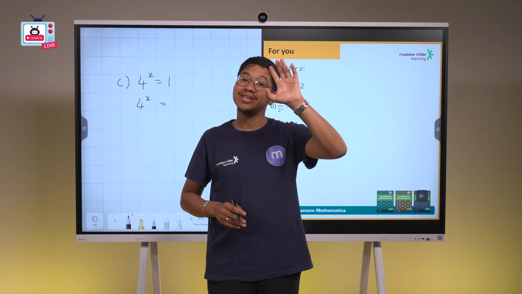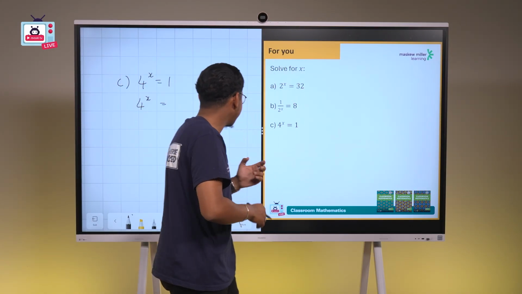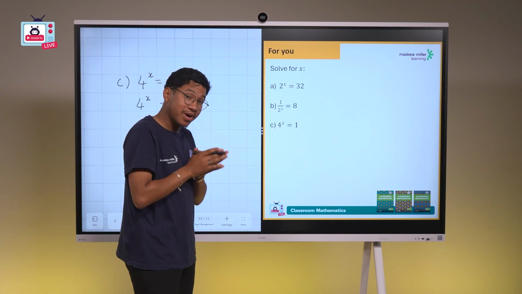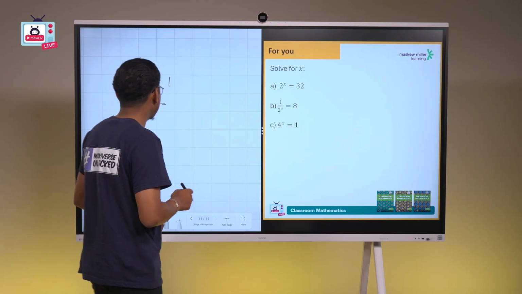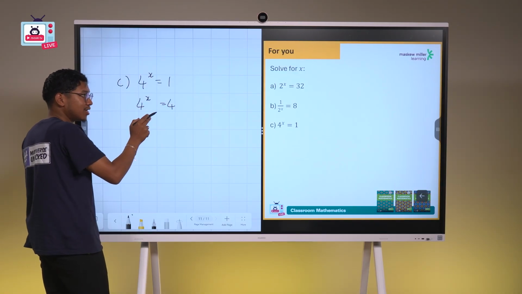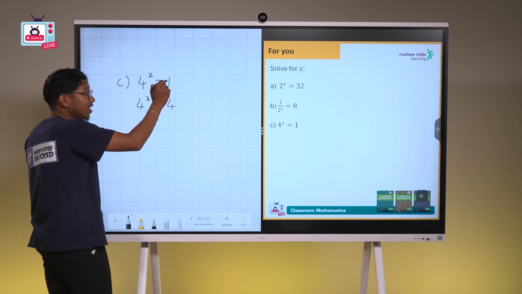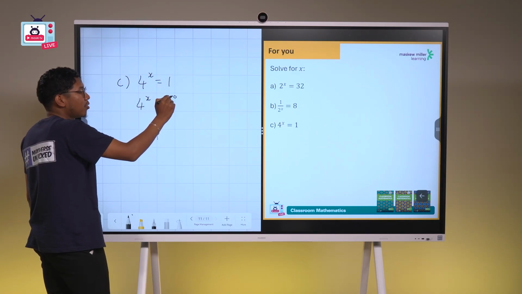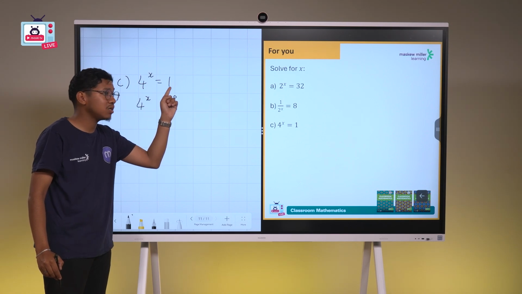And what does the naught rule say? Or the rule that contains 0? It says that any non-zero base to the power of 0 is what? 1. So I can also have 4 here, because I want my bases to be the same. But I can rewrite 1 as 4 to the power of 0. Because isn't any non-zero base to the power of 0 1?